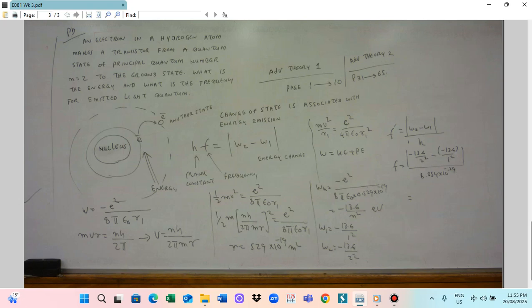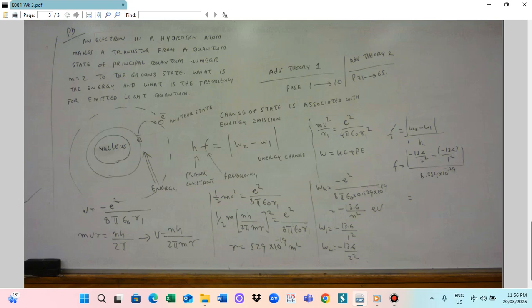Then we set the equation: half mv squared is equal to e squared divided by 8 pi epsilon-0 R1. So in place of v, you can substitute half m into nh by 2 pi mr, squared, divided by 8 pi epsilon-0 into R1. By solving this equation, you get that R1 is equal to 0.529 into 10 power minus 10 meter.